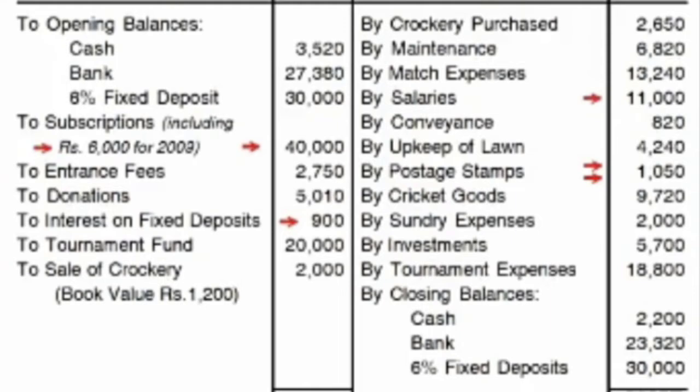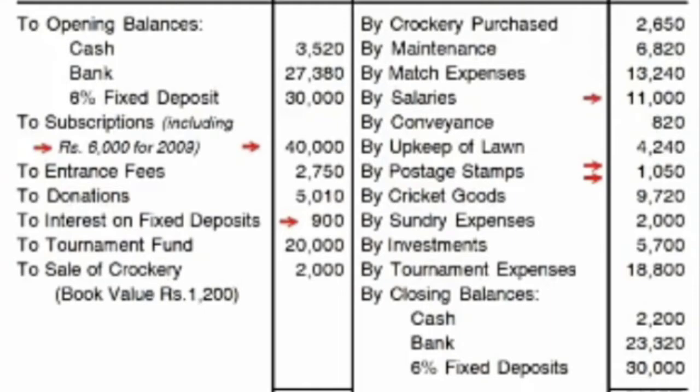Next item, to entrance fee. This is an income, so this we can record in the income and expenditure account by entrance fee 2750. Then to donation 5010, that also we can record in the income and expenditure account by donation. Next, to interest on fixed deposit, there is a mark here. That means we need to verify the interest. So we can write in income and expenditure account by interest on fixed deposit in inner column 900.